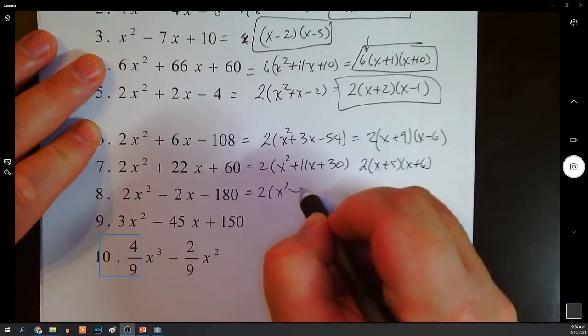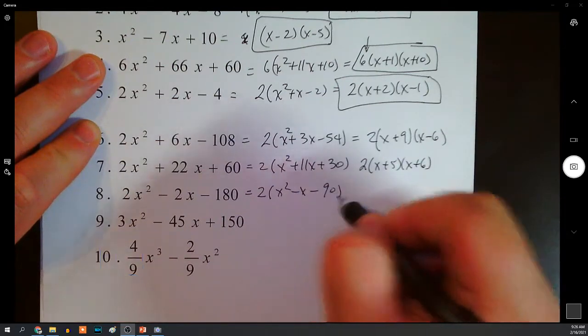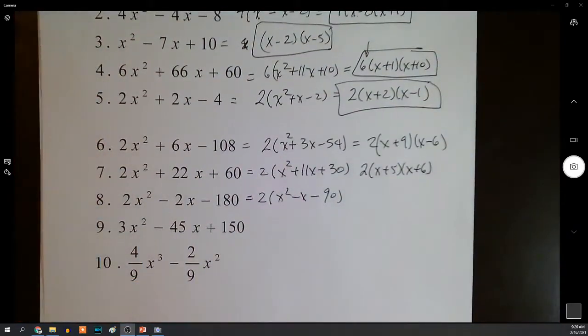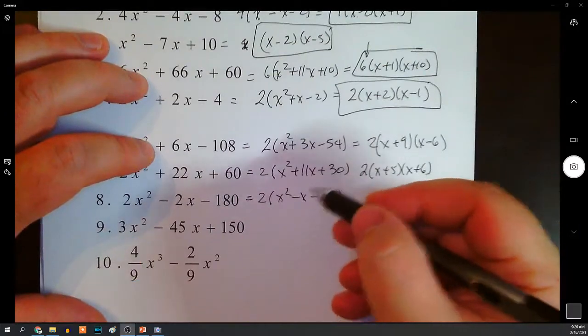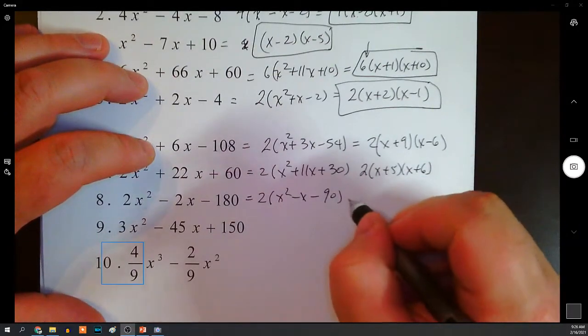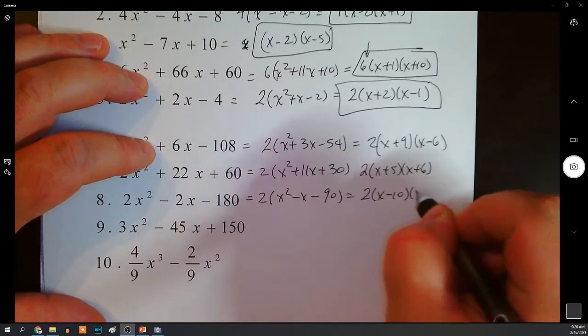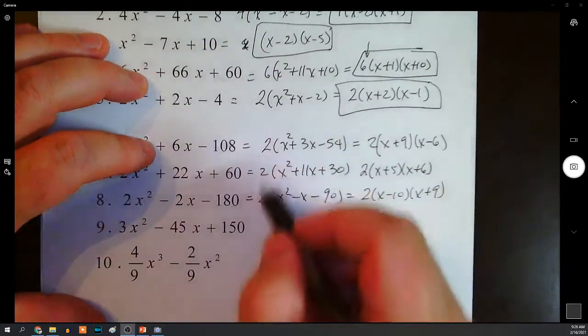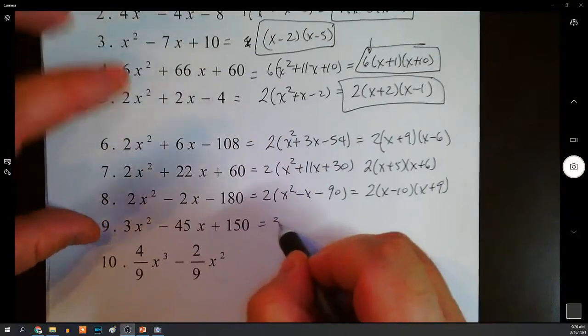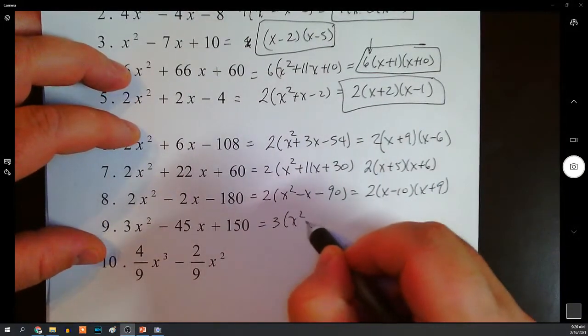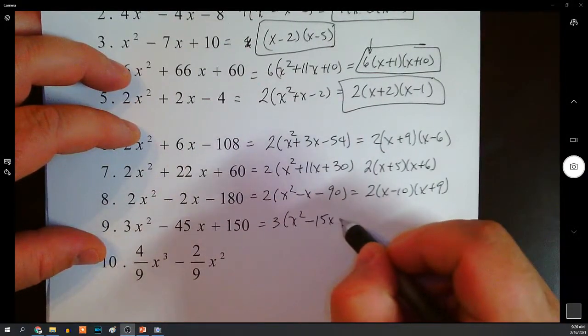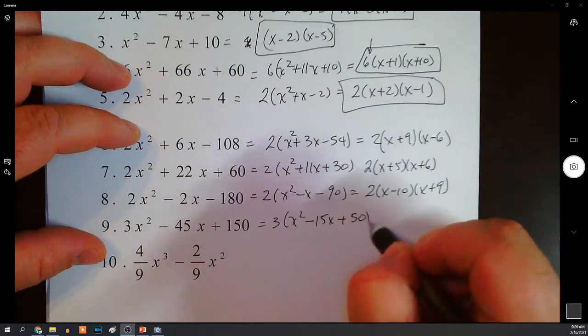2x squared minus x minus 90. Oh man, 9 and 10, right? 9 and 10 make 90, and the difference between 9 and 10 is 1. So it's going to be negative 10 plus 9 because it's a negative right here. So 2x minus 10, x plus 9. Good to go. Let's see, taking out a 3, we're going to have x squared minus 15x plus 50.